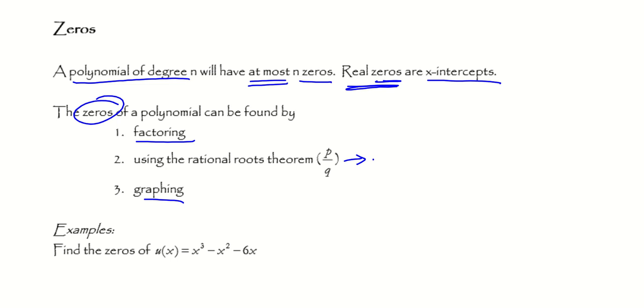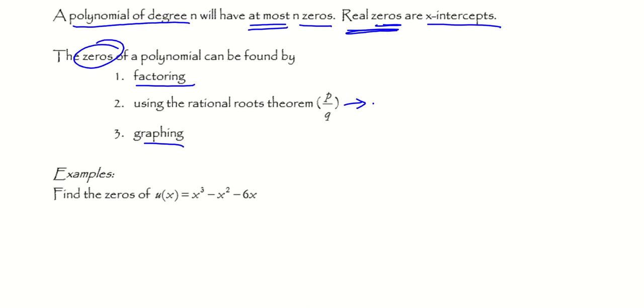So here's our first example. We want to find the zeros of u of x, which is defined as x cubed minus x squared minus 6x. So the first thing I'm going to do is take that function, x cubed minus x squared minus 6x.